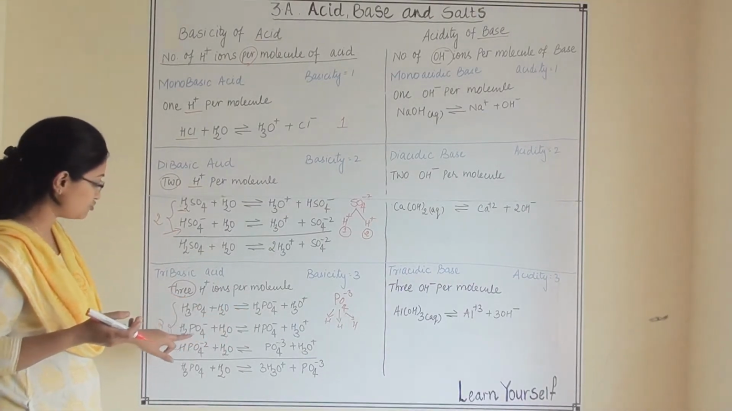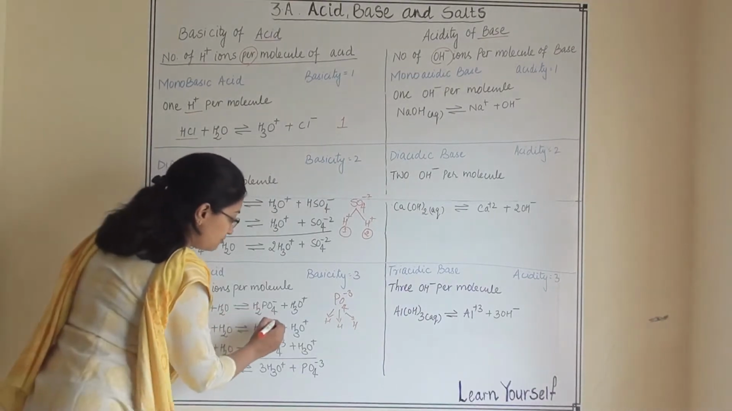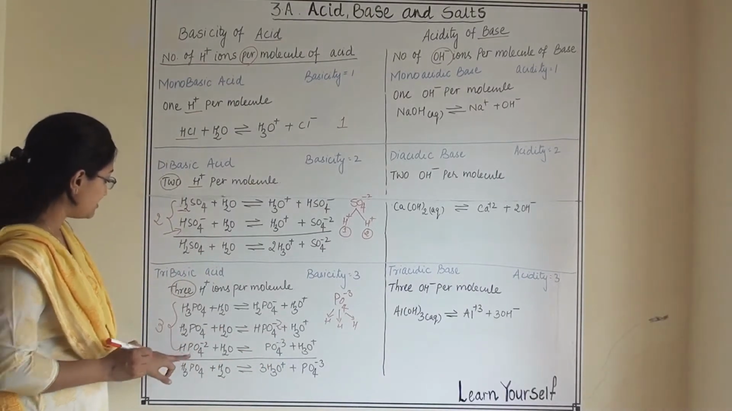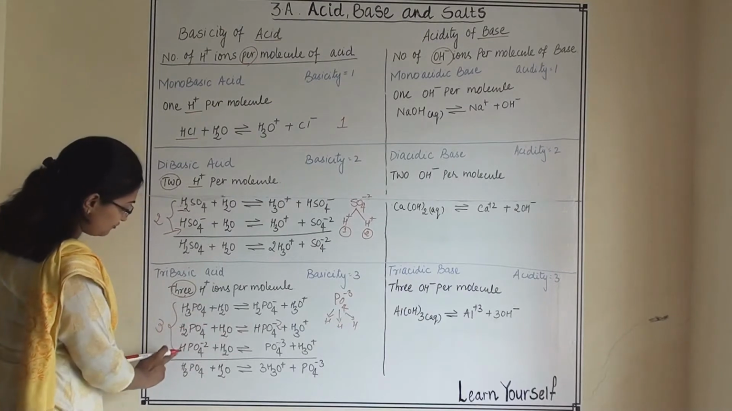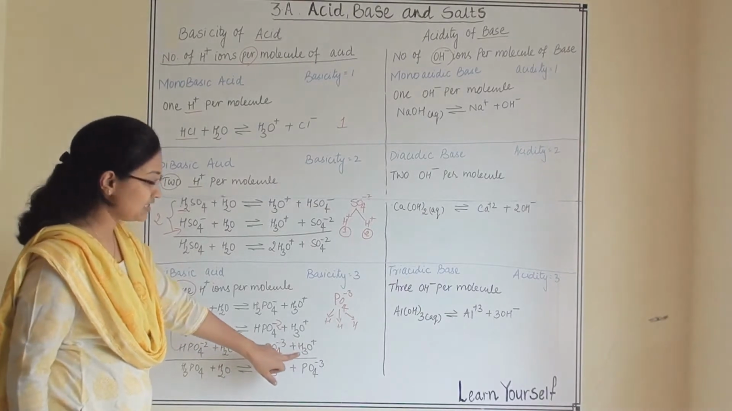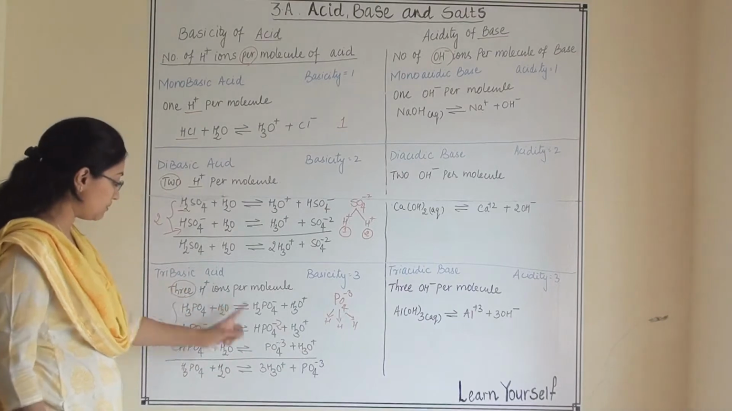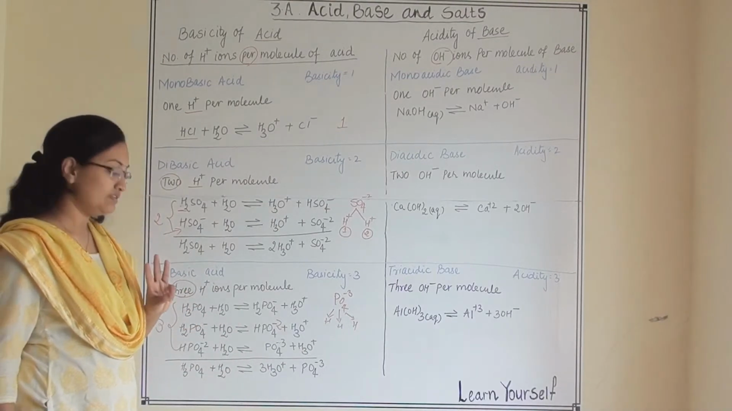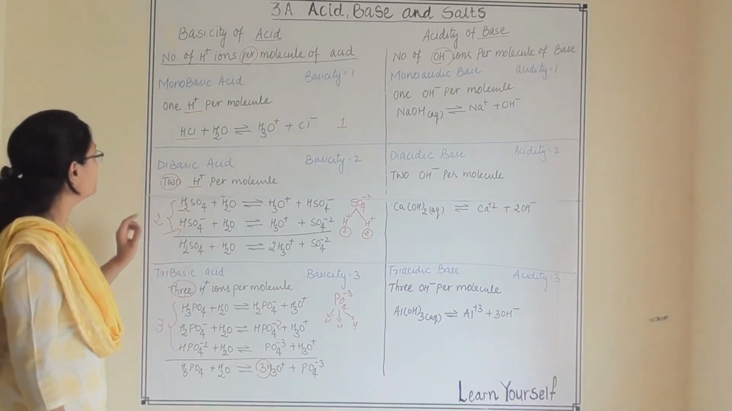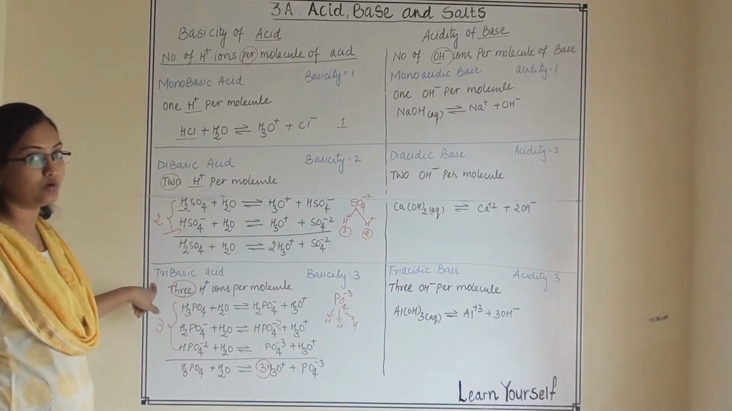In the second step, H2PO4 minus will combine with water and it gives HPO4 minus 2 and hydronium ion. Then HPO4 minus 2 will combine with water and it gives PO4 minus 3 and hydronium ion. One by one, hydrogen will be replaced and complete dissociation will happen in 3 steps, giving 3 hydronium ions at the end. So this is how the monobasic acid, dibasic acid and tribasic acid work out.